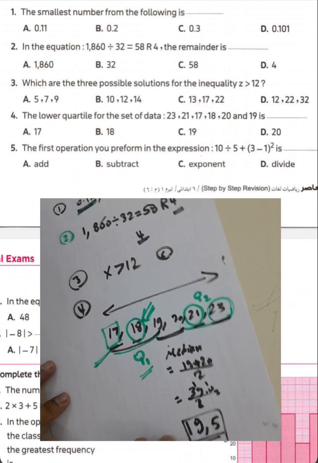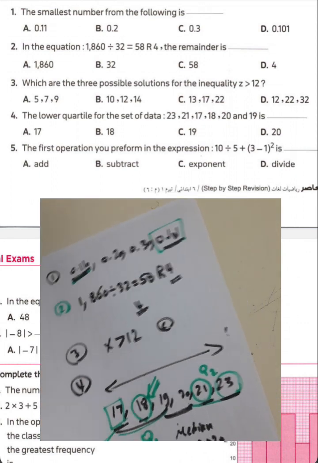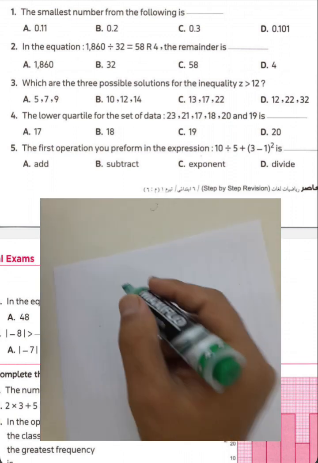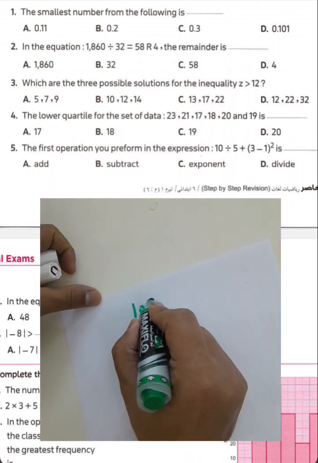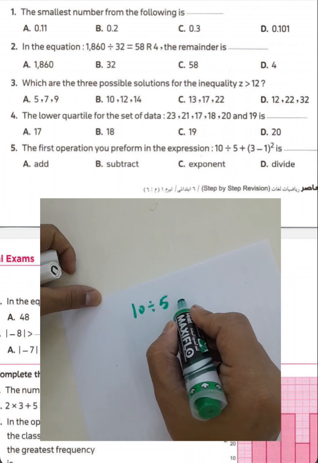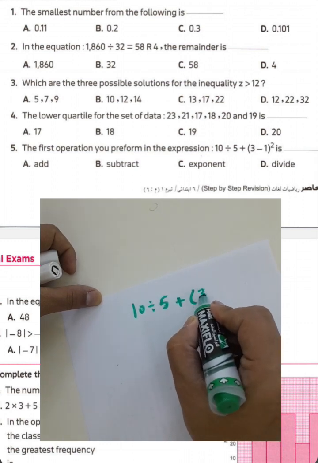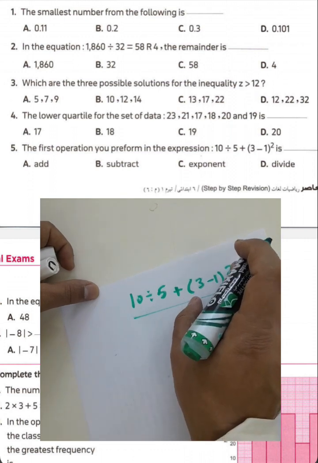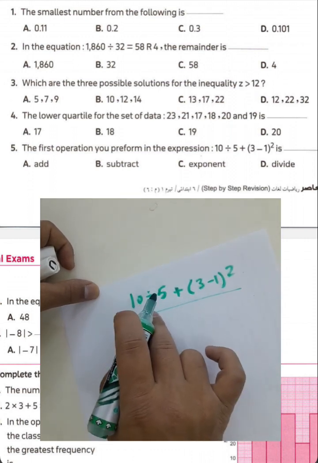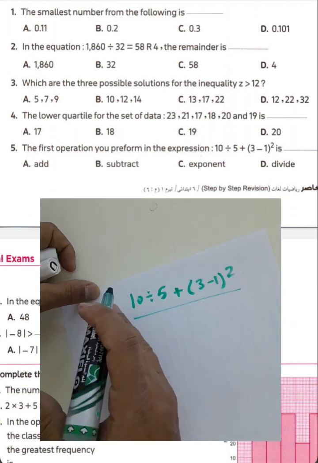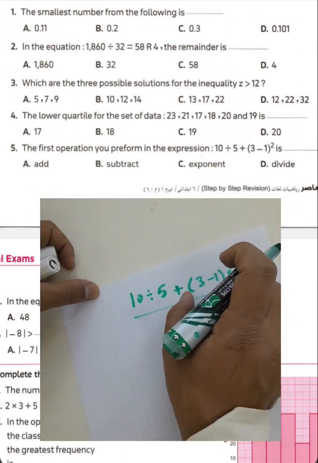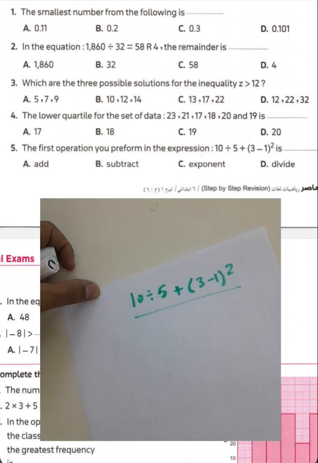Question number 5. The first operation you perform in the expression. We have 10 divided by 5 plus 3 minus 1 to the power 2. It is the order of operations. Parentheses first, exponent next, multiplication and division are the same step, addition and subtraction from left hand side to right hand side, first come first serve. But in this example we have parentheses. He asked about the operation. Okay, you don't write the parentheses, but he asked about the operation.